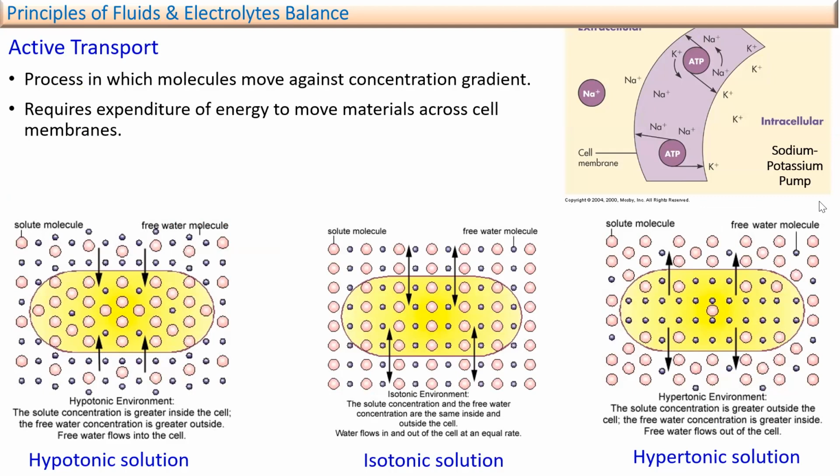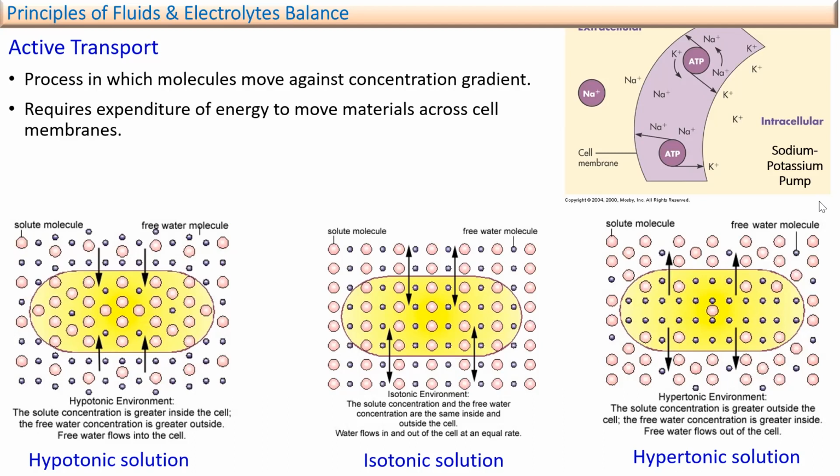Active transport is the process in which molecules move against the concentration gradient. In other words, this requires the expenditure of energy to allow these molecules or material to cross the membrane. An example of this would be the sodium potassium pump. The sodium potassium pump requires a source of energy, which is ATP, adenosine triphosphate, to keep that pump working, active and functioning. So in the absence of ATP, that pump will fail.